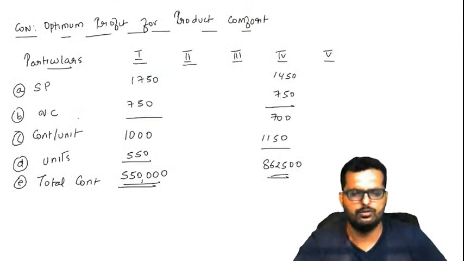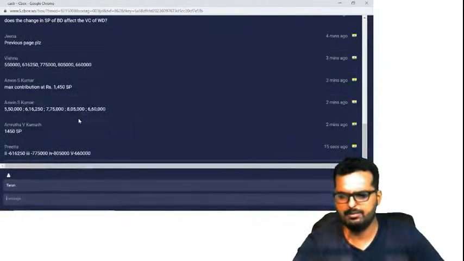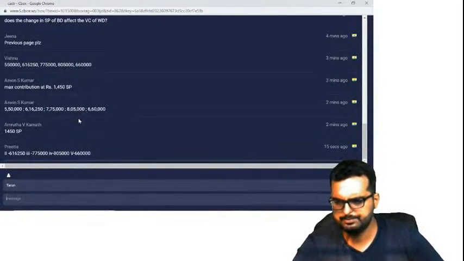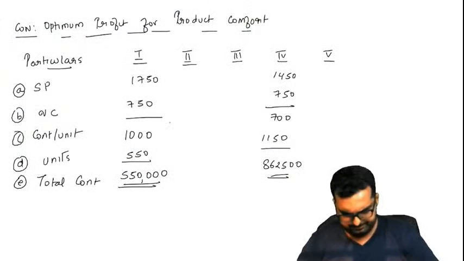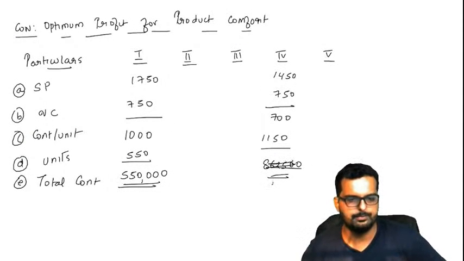No, there is a small difference. 1 minute. Did I make some mistake? 8,05,000 appears to be the right answer. 700 into 1150. Okay, it's 8,05,000. So can I say this is the optimum profit?